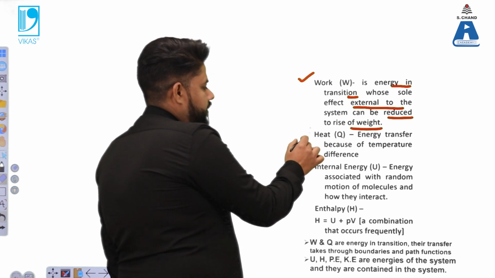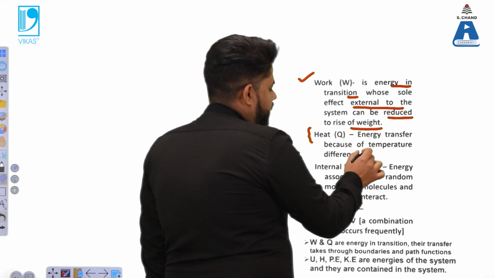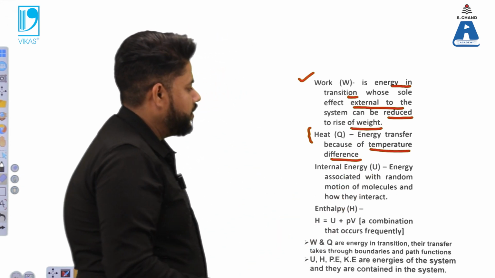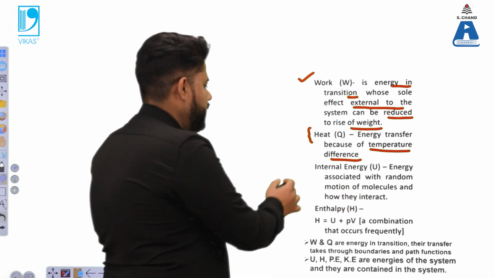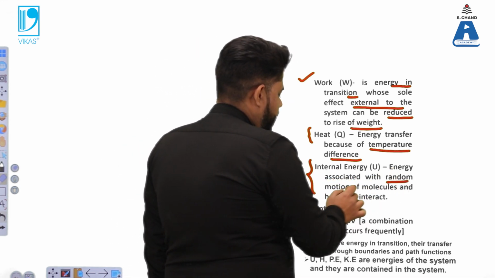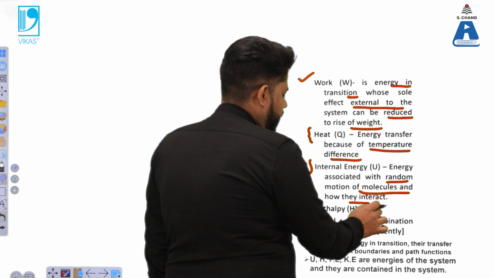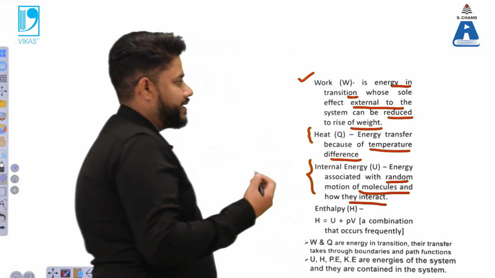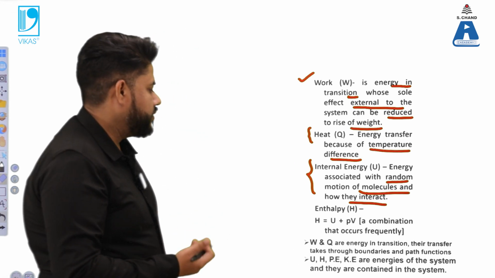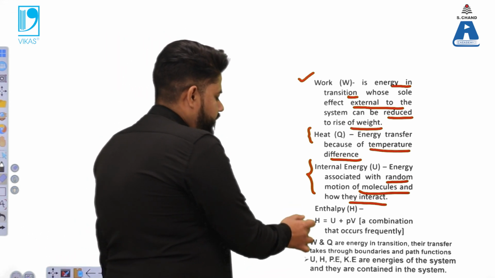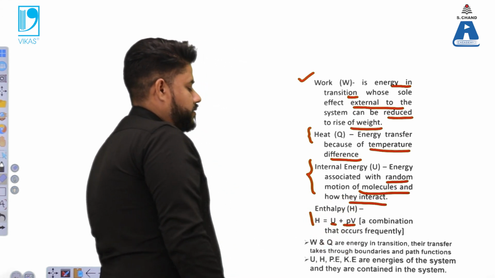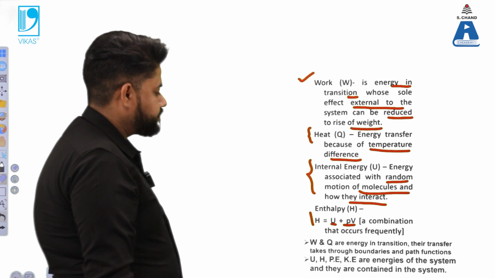Heat is basically the energy that transfers due to the temperature differences or temperature deviations. Then you have the category of internal energy. It is the energy which is associated with random motion of the molecules and how those molecules interact. That internal energy is particularly that particular condition. Then you have enthalpy. Enthalpy is U plus PV. It's having a general definition.